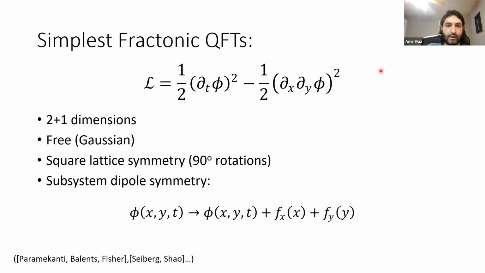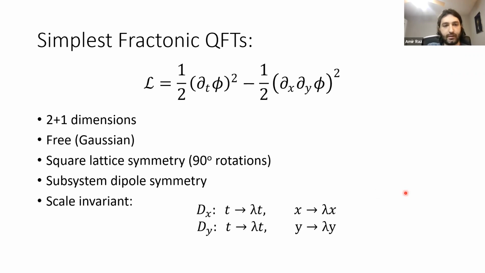Because this is a free, or Gaussian, theory, it's a lot easier to study. It has a square lattice symmetry of 90-degree rotations, and it has this subsystem dipole symmetry where we can shift phi by any linear function of x and any linear function of y. This is a symmetry that acts on lines.